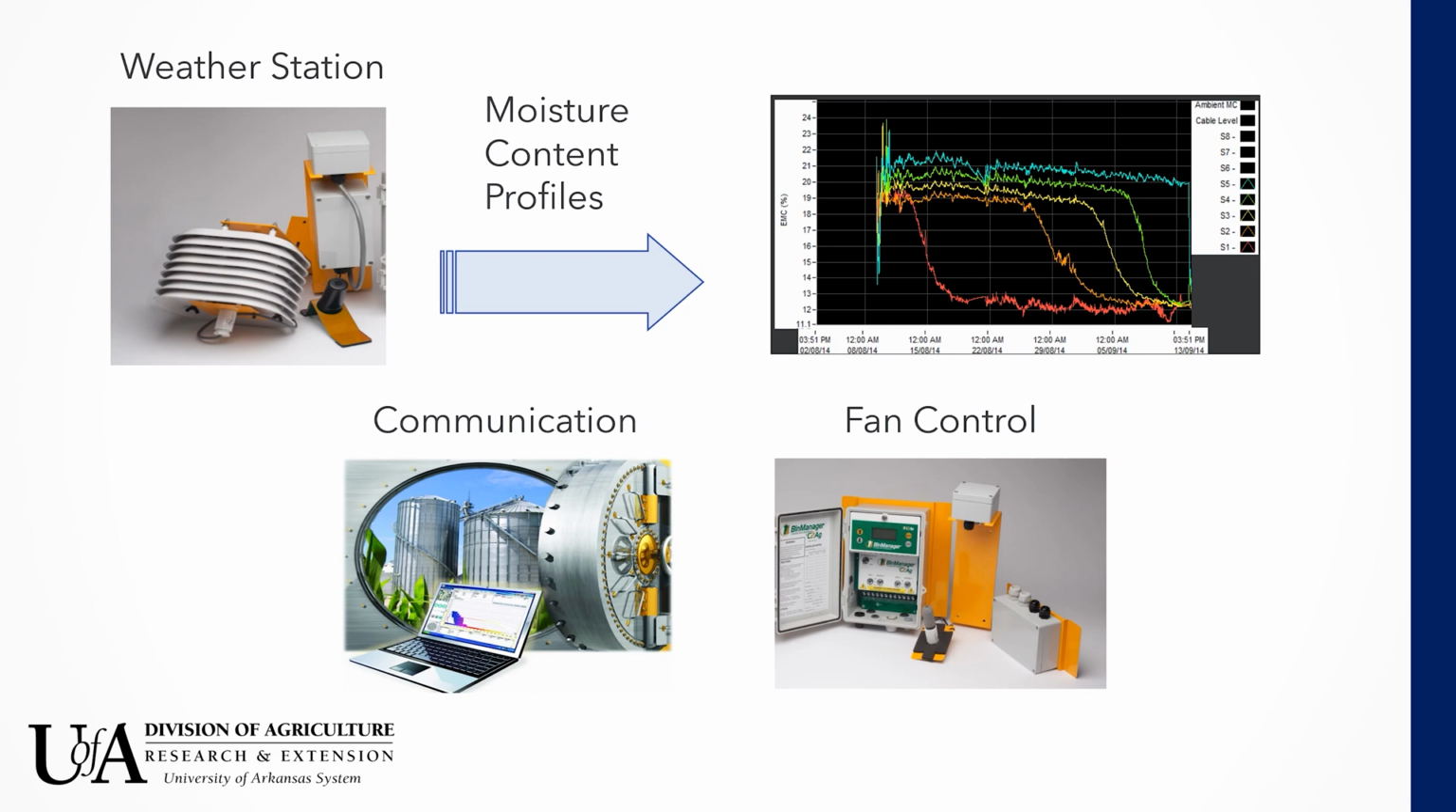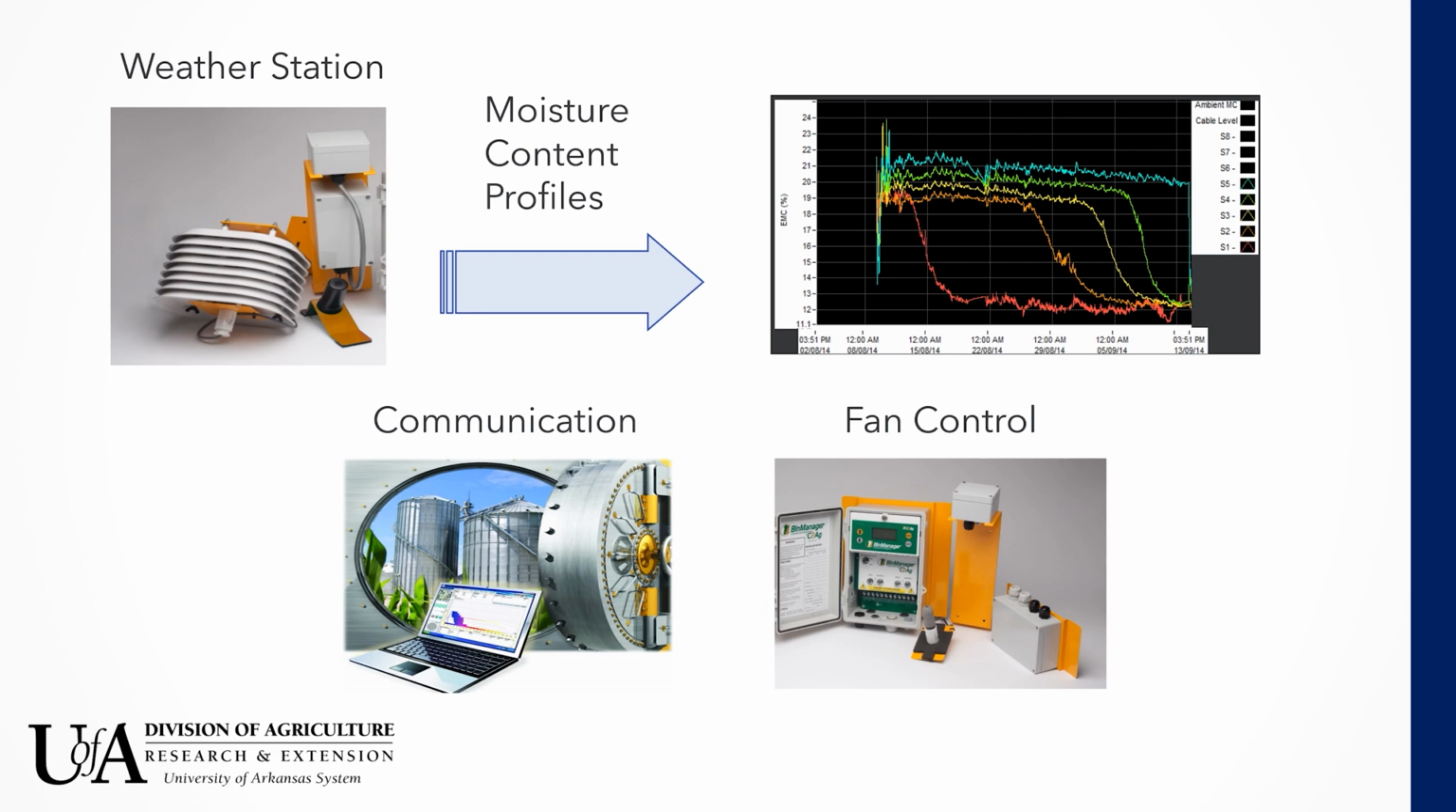Now, once that information is known, it is sent to a communication system, and that communication system essentially compares the moisture content within the bin and the ambient air conditions, and that gives us the capability to supervise the fan. We can turn on the fan or turn off the fan depending on the prevailing air condition. If the prevailing air conditions are such that they are going to re-wet the grain, we can turn off that fan. If the conditions are such that it's going to dry the grain, we can turn on that fan.